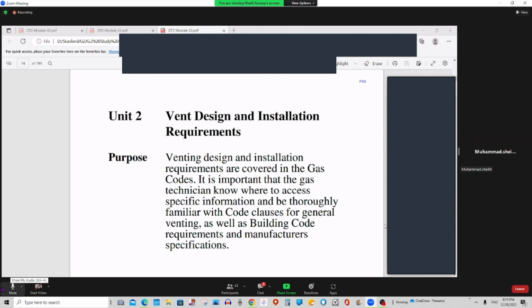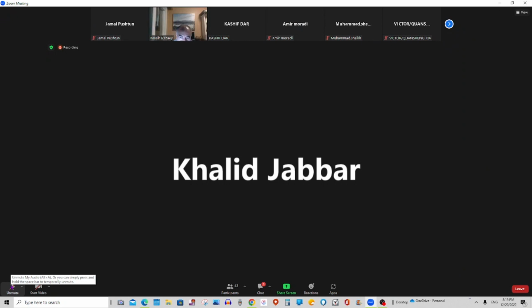8.1.3, interference with the air supply for an appliance shall be prohibited. 8.1.4, air supply shall be provided in accordance with A, clauses 8.2 and 8.3 when either an appliance or a combination of appliances has a total input of up to and including 400,000 BTU or 120 kilowatts, or B, clause 8.4 when the total input exceeds 400,000 BTU.